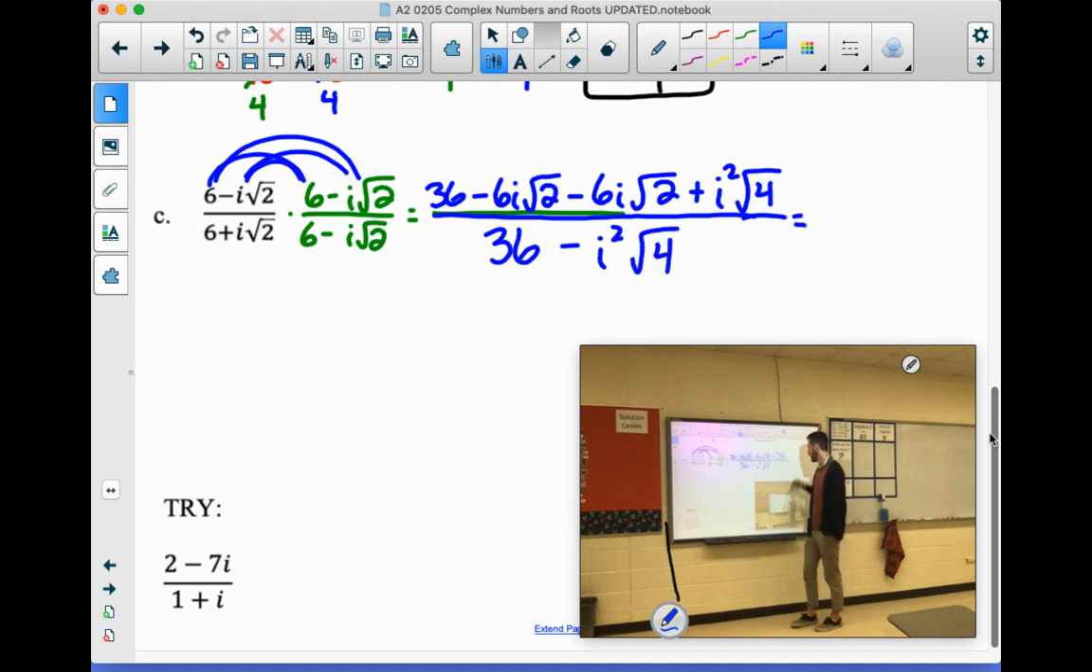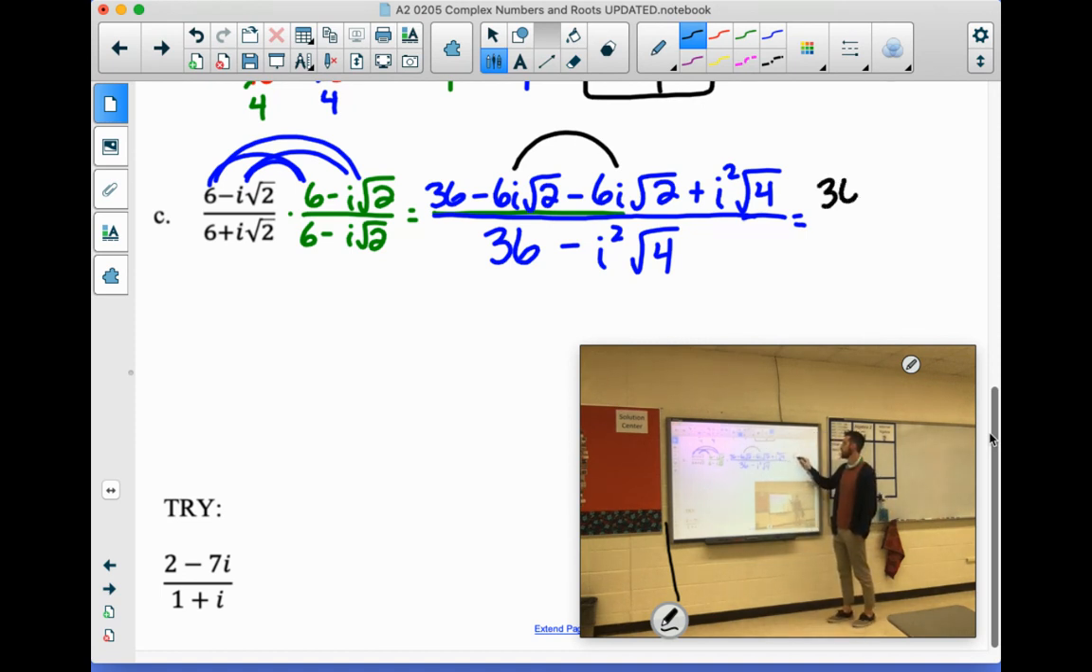So we got a lot to clean up here. Let's see. The 36 we're not going to do anything with right now, but -6i minus 6i would be -12i root 2. And then this i squared root 4. i squared, remember, is -1. The square root of 4 is 2. So -1 times 2 would be -2.